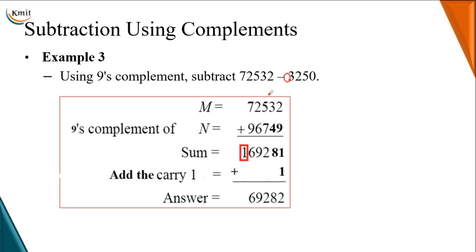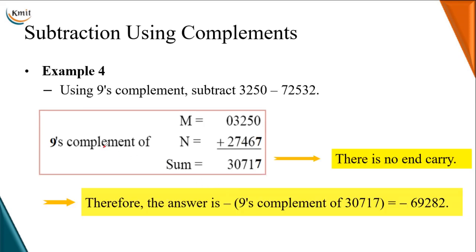Upon adding this to the positive number, we have a total of 7 digits, and if you prefer the 9's complement, this end around carry must be added to the least significant digit. Upon adding this, we obtain the actual difference between the two numbers 72532 and 03250, which is a positive difference, 69282. Since my subtrahend is less than my minuend, I obtain a positive difference.